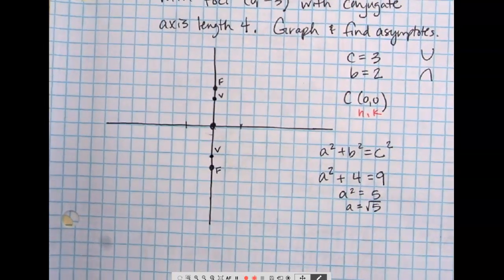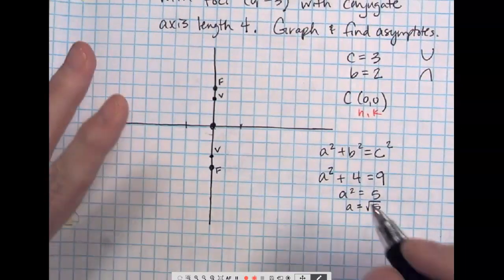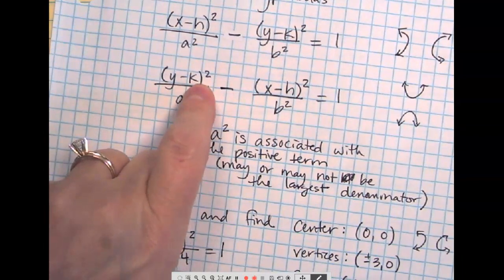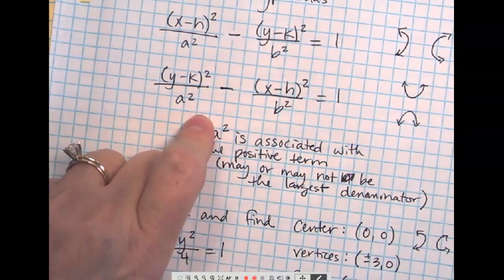So if it gives you the conjugate axis, like you already know, like B. Yes. But if it says like the transverse, that would be A. Correct. Okay, so I can go ahead and write the equation because my equation needs H and K. Those are zeros. I need A squared and B squared, which I know.